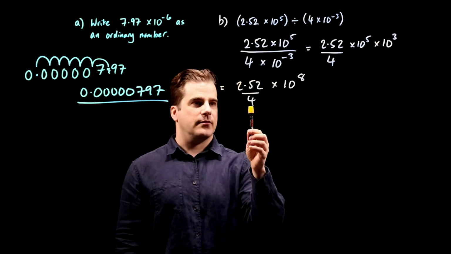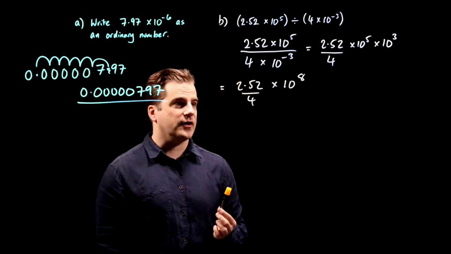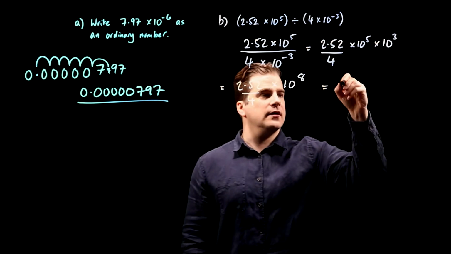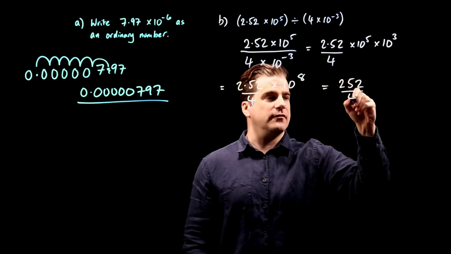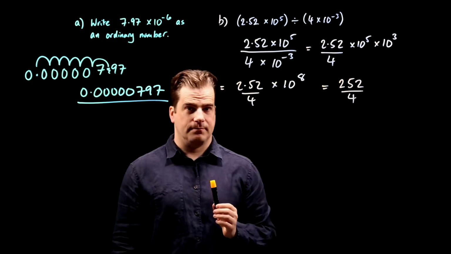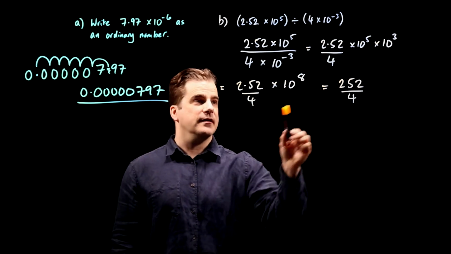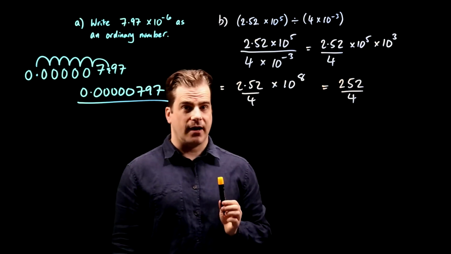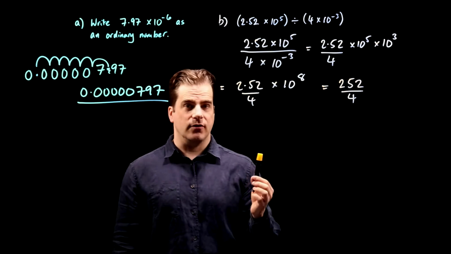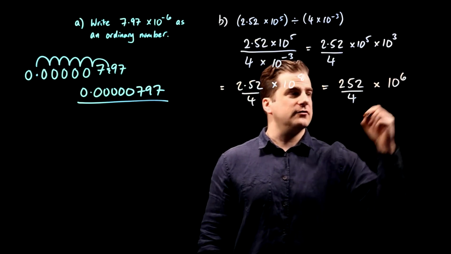Good. Now, let's deal with this. I don't want to do 2.52 divided by 4, because that's difficult, and this is a non-calculator question. I'd rather do 252 divided by 4. So I will turn that into 252 divided by 4. What I've done is made this number, 2.52, 100 times bigger. And I can absorb that change into this number. If I make this 100 times smaller, the whole thing is the same. So I've made this 100 times bigger, so I make this 100 times smaller. 100 is 10 to the power of 2, so 10 to the power of 8, 100 times smaller, is 10 to the power of 6.